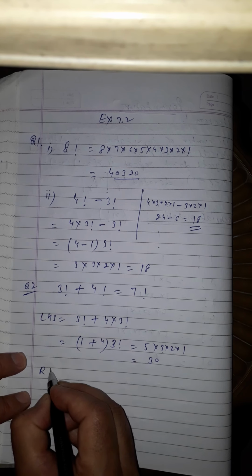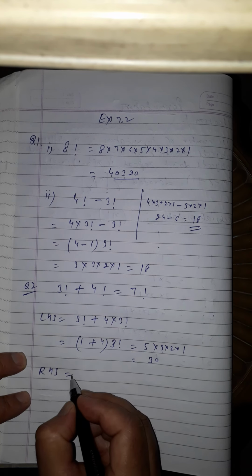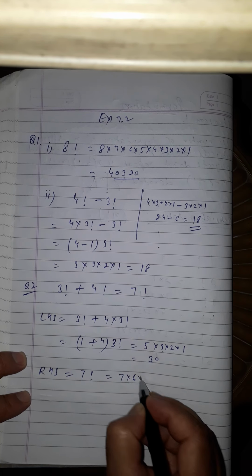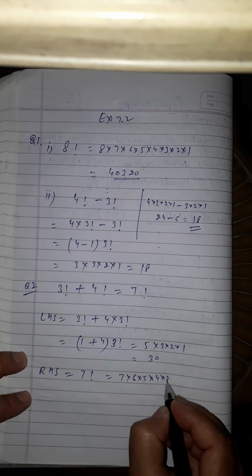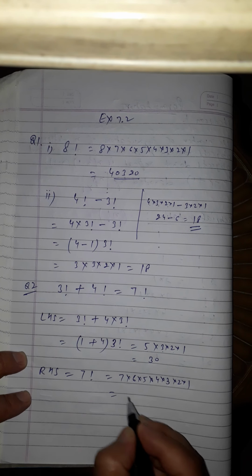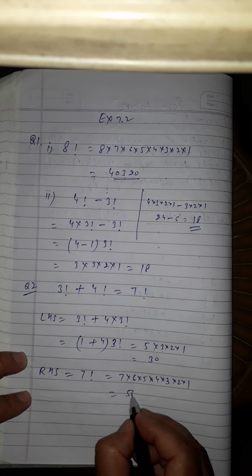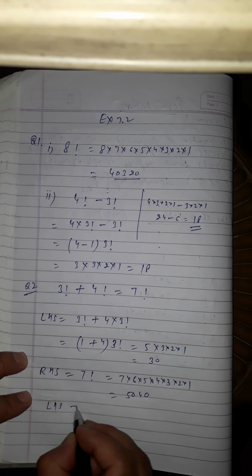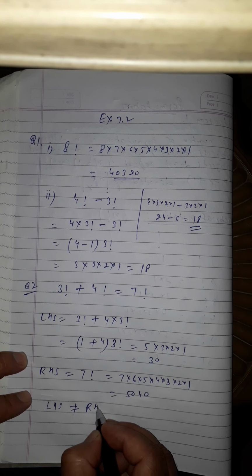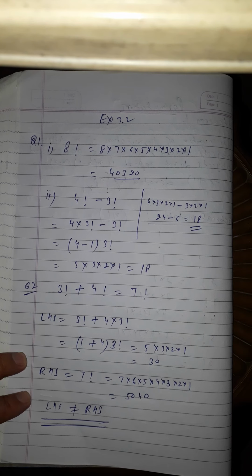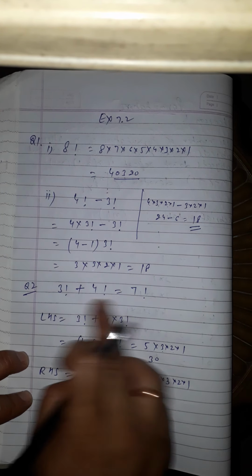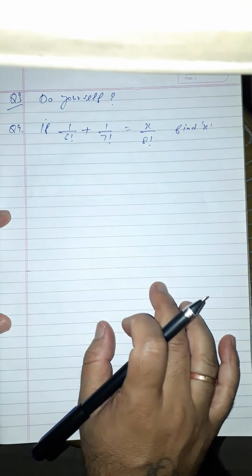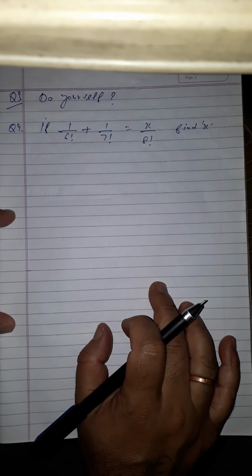Now we will take the right hand side. The right hand side is equal to 7 factorial. And you know 7 into 6 into 5 into 4 into 3 into 2 into 1 is equal to 5040. So what do you say? Left hand side is not equal to right hand side, students. Therefore they are not equal. Here it was asked to show they are equal, so we will say that these are not equal. Question number 3 is the same, students.